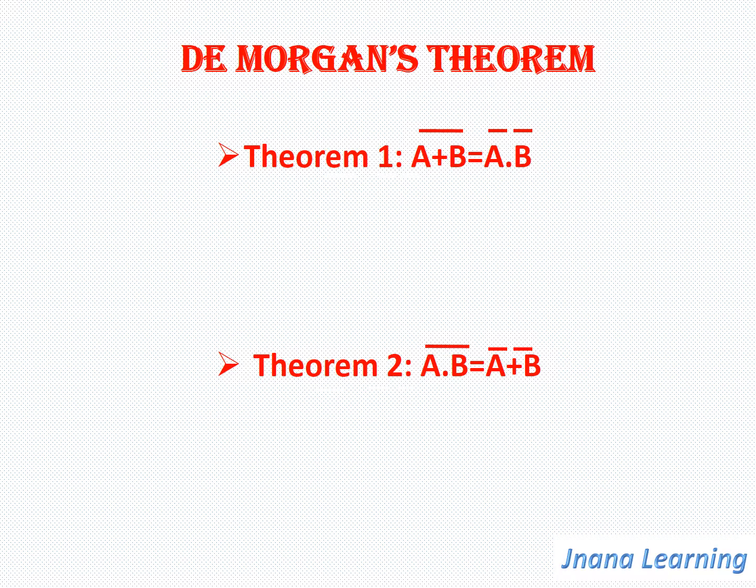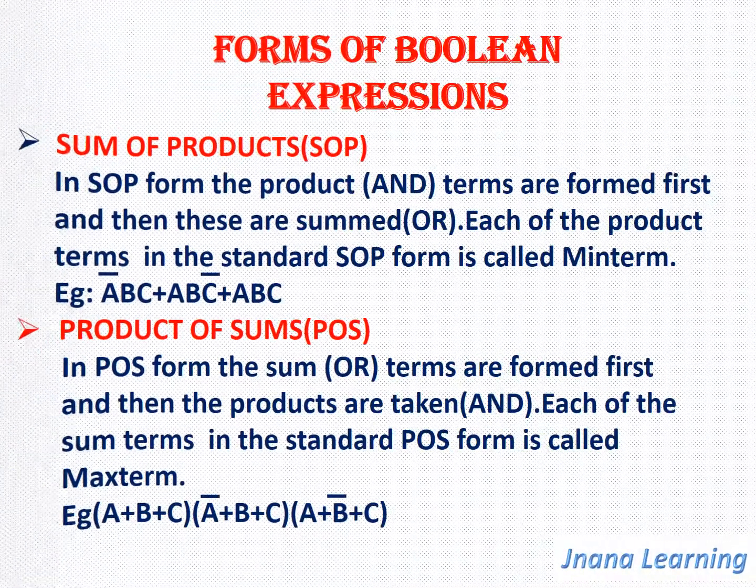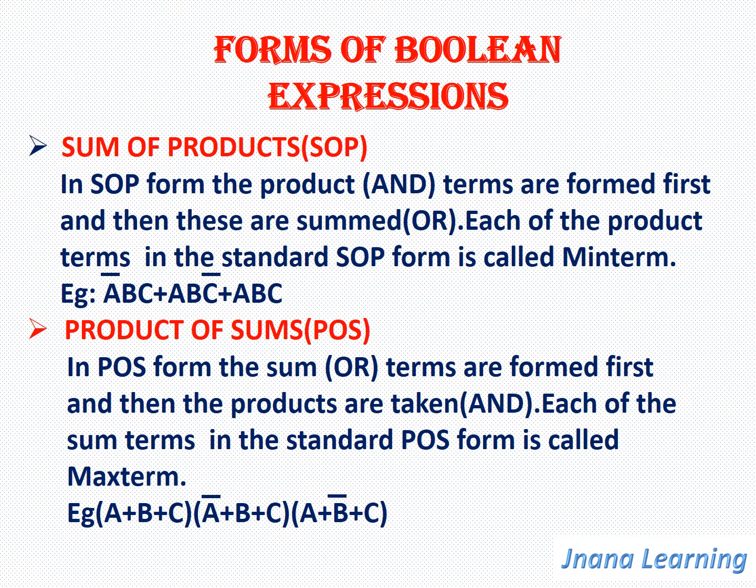Okay, so next is the forms of Boolean expression. So mainly there are two forms of Boolean expression which are called as SOP form and POS form. SOP form means sum of products and POS form means product of sums. So first one, that is SOP form. In SOP form, the product terms are formed first and then they are summed together. Okay, and each of the product terms in the standard SOP form is called as min term.